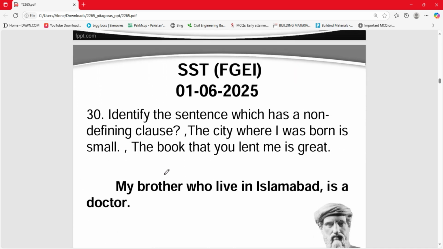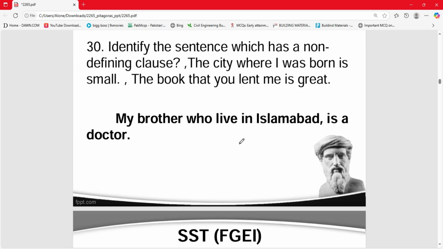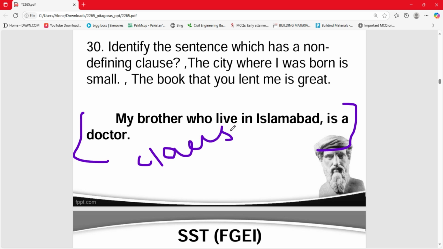Identify a sentence which has a non defining clause. The city where I was born is small. The book that you lent me is great. And the right answer was this sentence. So from this question you can see you have to learn clauses, phrases, verbal phrases. These are things you must know.